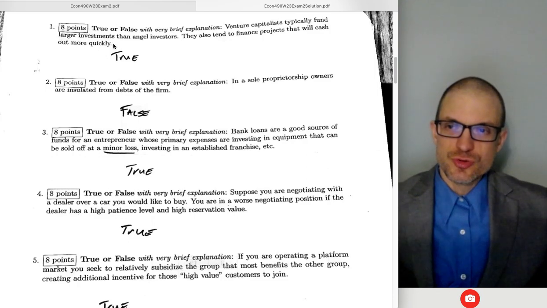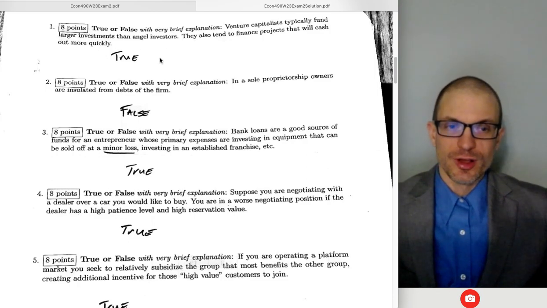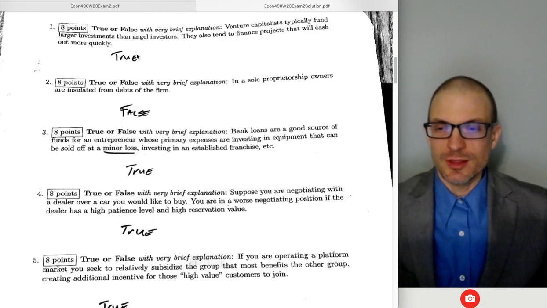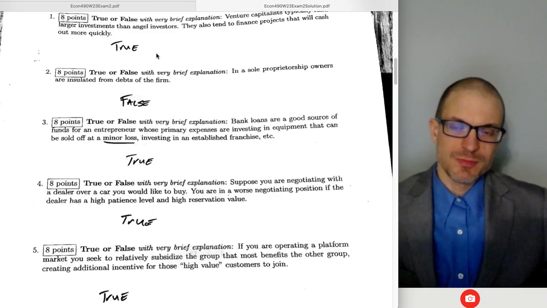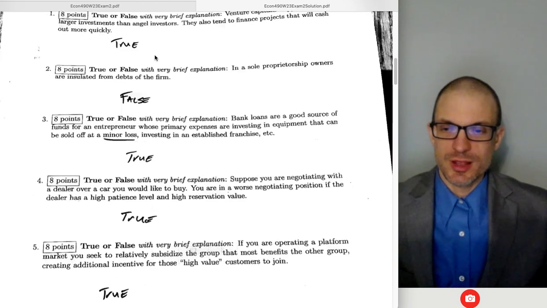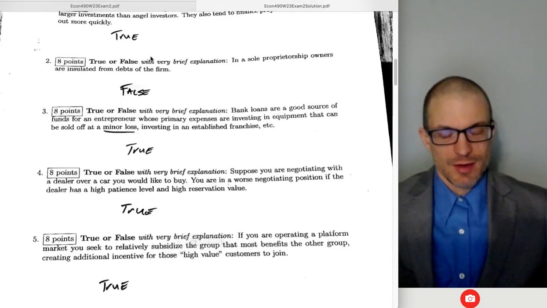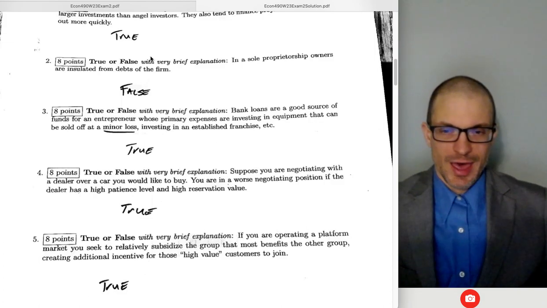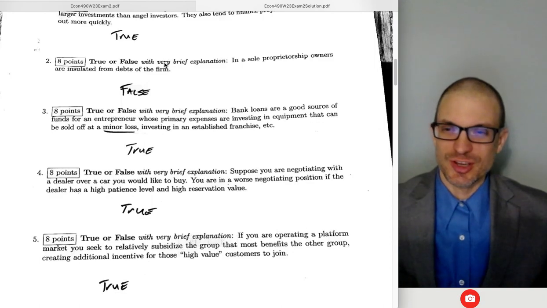Anyway, for the true and false with brief explanation, I was looking for the designation of true or false, and then a 1 to 2 sentence explanation that reinforced your reasoning. That way, if you had the true or false part incorrect, but your explanation was correct, maybe you could get partial credit. It also requires a better reflection than what could happen from just a quick true or false, just guessing or whatever.